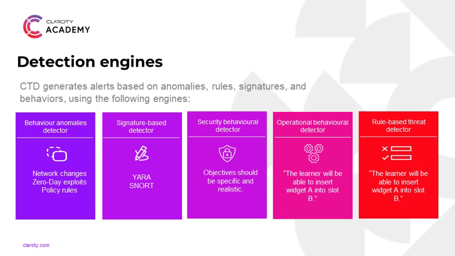The first algorithm is the behavioral anomalies detector. This generates alerts according to baseline deviations. In this context, baselines are behavioral norms generated from CTD's observations of the protocols and communications used in the system. So a baseline deviation is behavior that doesn't match the collection of traffic patterns CTD has learned. In practice, this translates into alerts on aspects like network changes, zero-day exploits, deviations from communication policy rules, and so on.